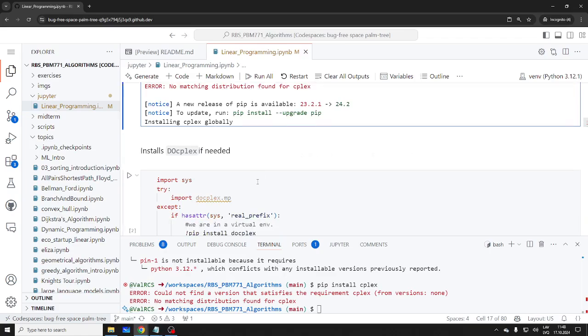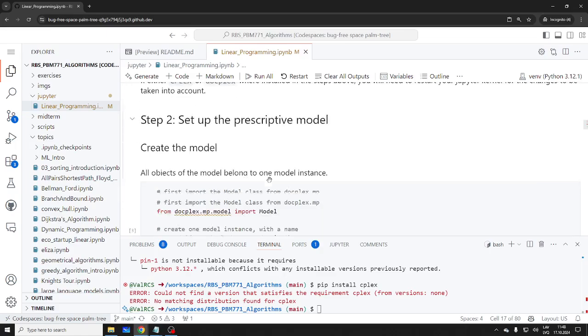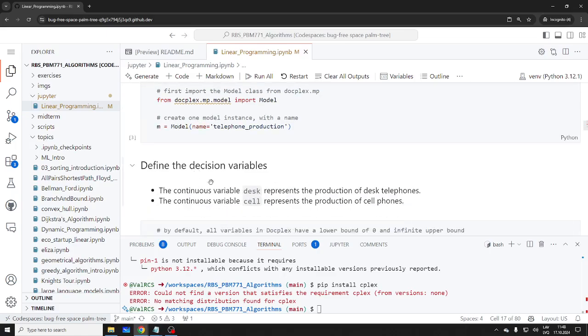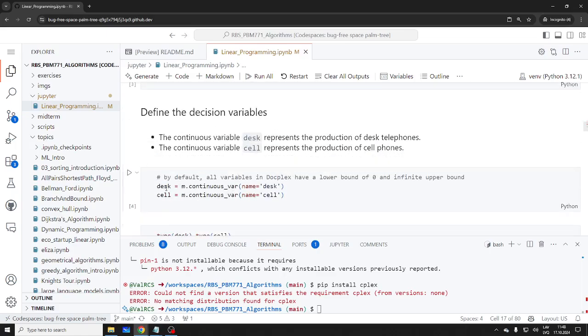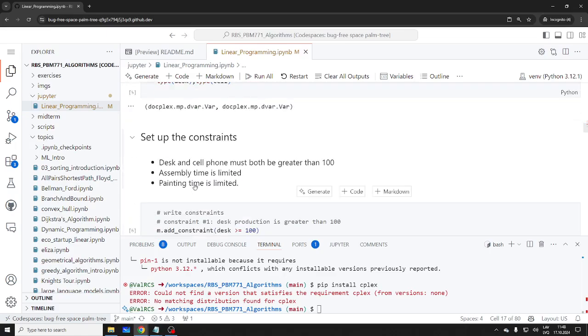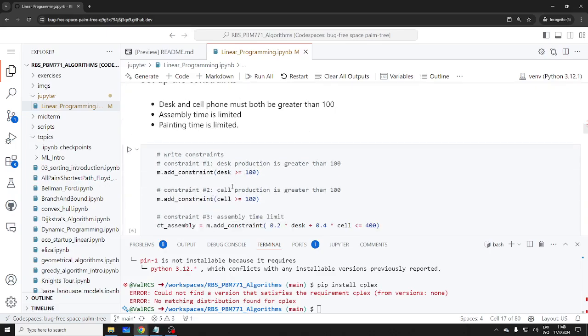So yeah, we can see again you have installation problems. So you basically create a model, you get an object. Import the model, and then you make a name for it. And you set up a desk variable. That's what we are trying to find. Desk and cell. Come up with your variable names, type, and of course, you set the constraints. You need at least 100 desk phones, cell phones.